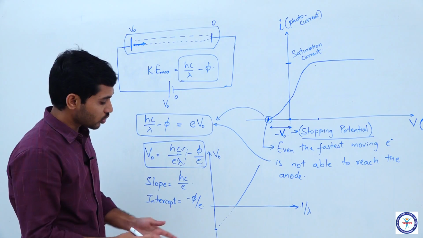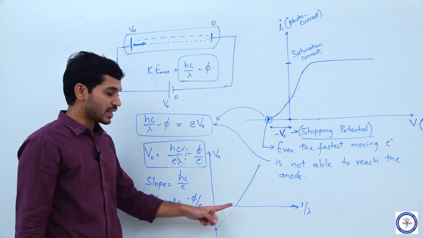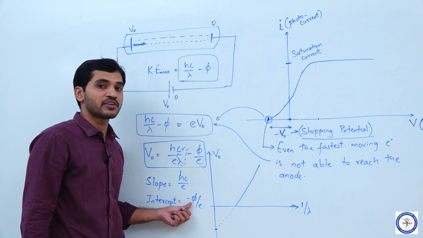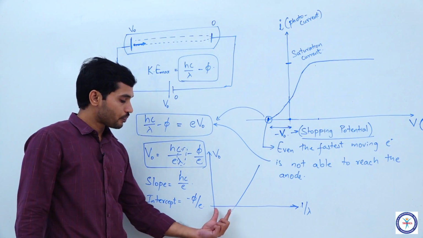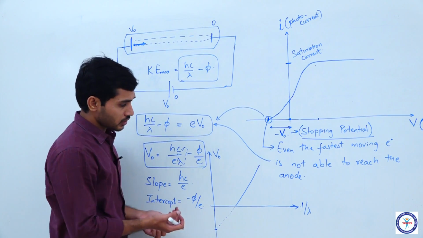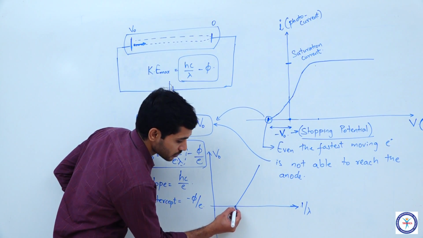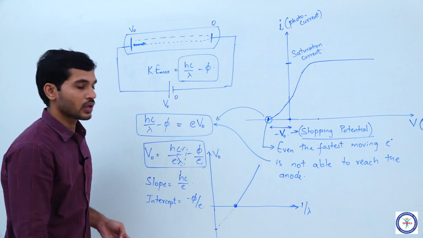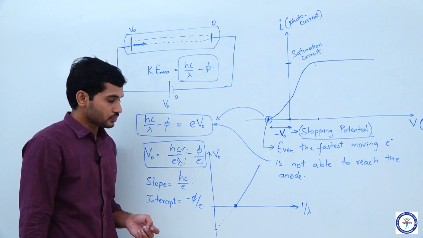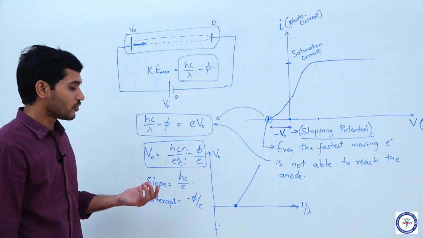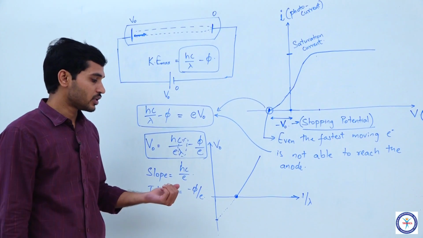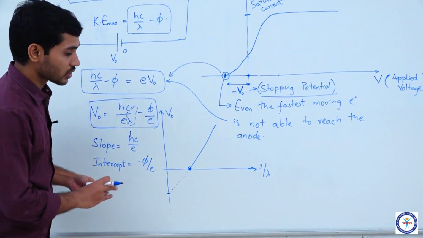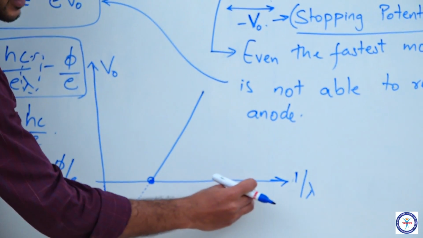So, this point where the extended part of the graph meets is going to give us an idea about phi, the work function of the material. This point of the graph basically represents that the photoelectric effect is observed only for the values of 1 by lambda which are greater than this particular value.